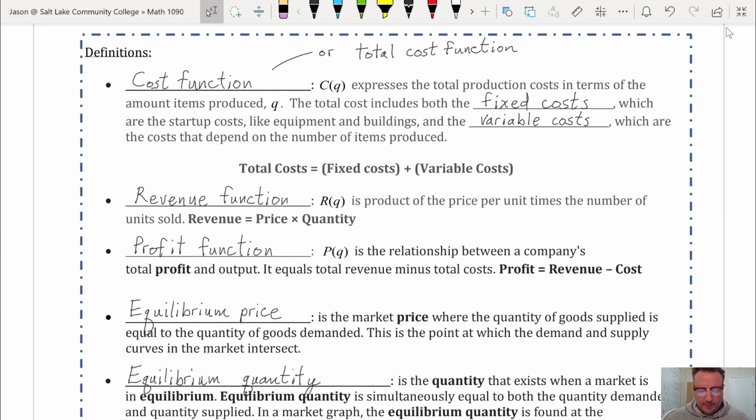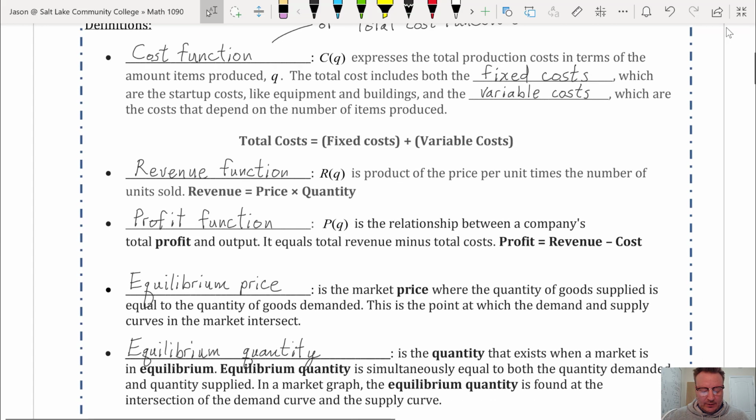Okay, profit now. The profit function, P of Q, is the relationship between a company's total profit and output or quantity produced. So it equals total revenue minus total costs. So profit is simply just revenue minus costs. It's the amount of money coming in to your company minus the amount of money you spend.